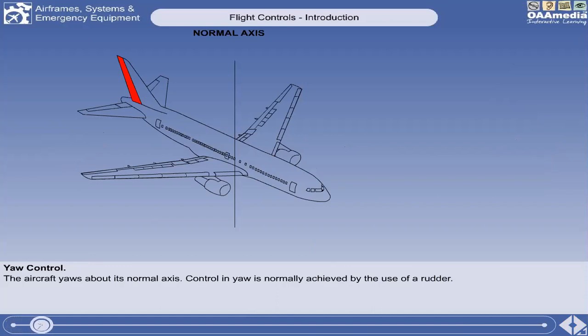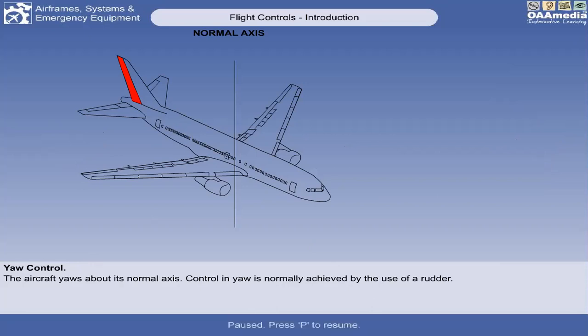The aircraft yaws about its normal axis. Control in yaw is normally achieved by the use of a rudder. Okay. Yung yaw or yawing, yung movement na to is about the normal axis. Paikot naman siya sa normal axis. Okay? Pag sinabing normal axis, also known as the vertical axis, no? Okay? So, kapag nag-rotate about the normal axis, so that is yawing. So, yung control in yaw is normally achieved by the use of a rudder.